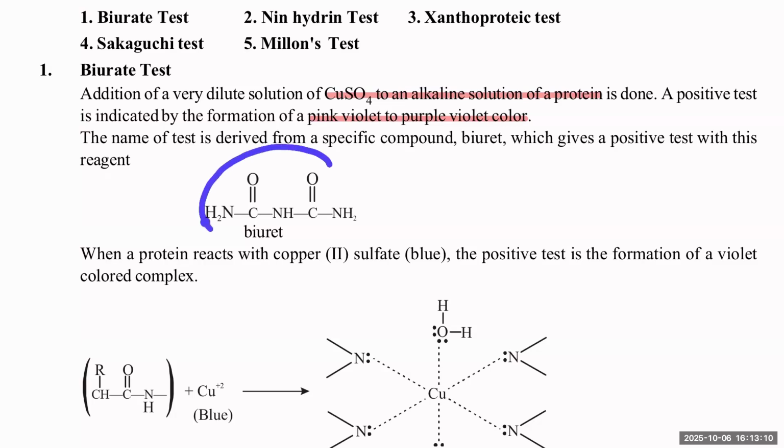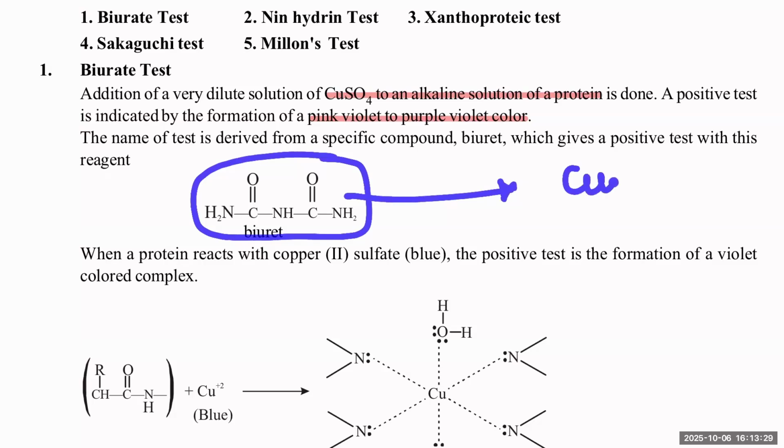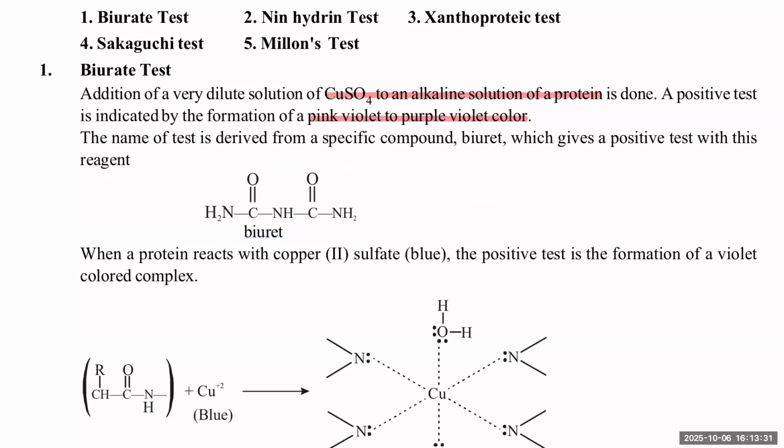Now, this compound, although it is not an amino acid, looks like an amino acid. Why? It has amide chains. It has peptide bonds. It is not an amino acid, but it has peptide bonds. So this is taken as a basis. If this compound, when you combine it with copper sulfate, gives a positive test, what does that mean? It means it is connecting with copper, becoming a complex, and that complex is giving that color.